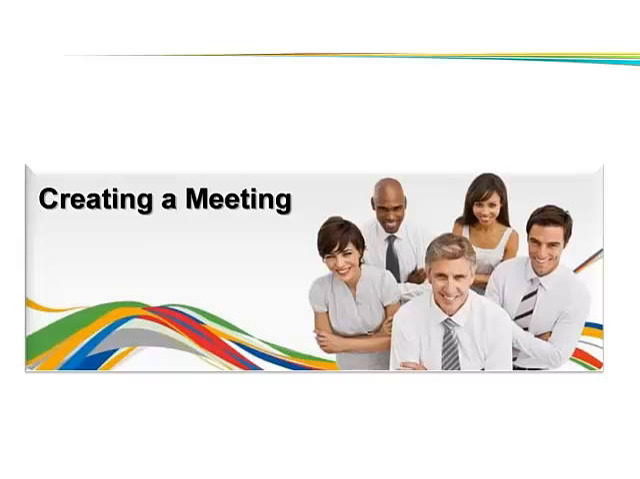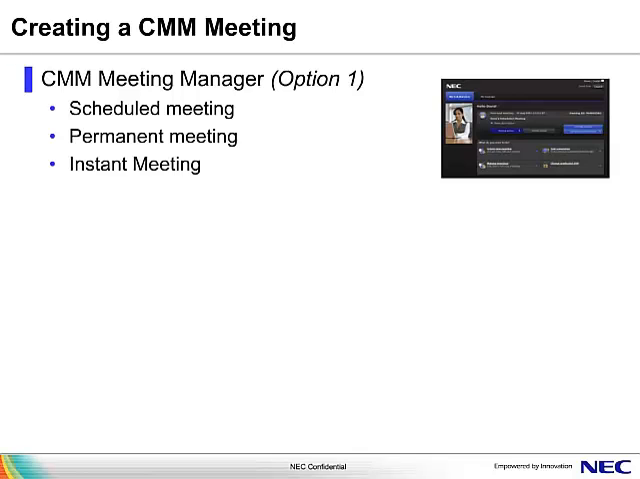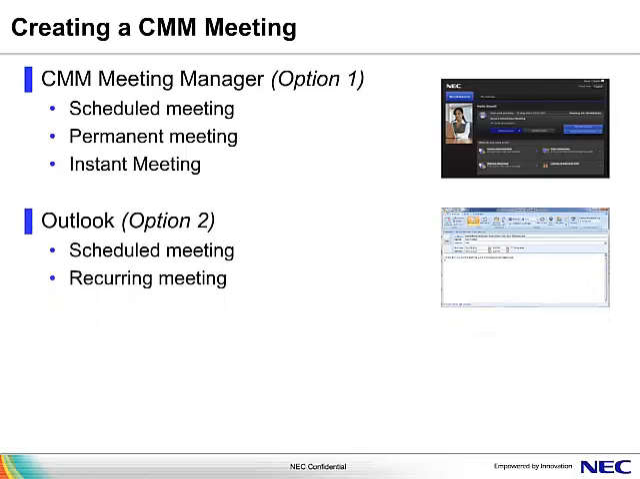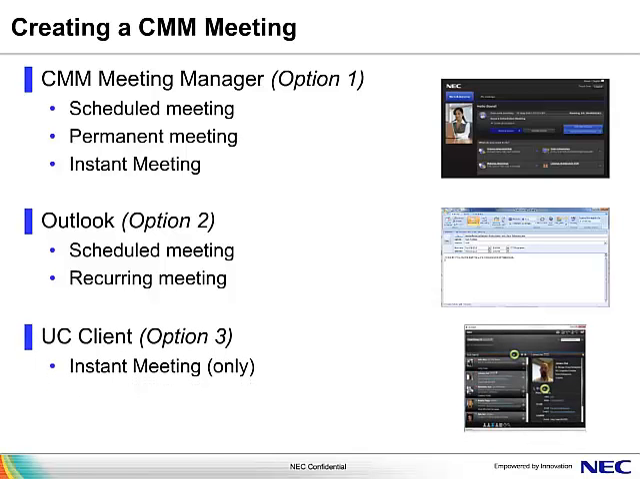Now that you have a basic understanding, let's create a meeting. There are 3 options for creating a meeting based on the type of meeting desired. The CMM Meeting Manager can be used to create scheduled, permanent, and instant meetings. Outlook can be used to create scheduled and recurring meetings, and the UC client can only be used to create an instant meeting from a contact list or search.